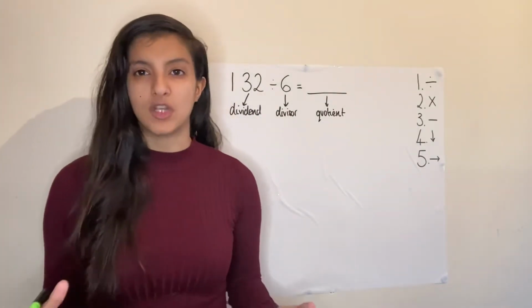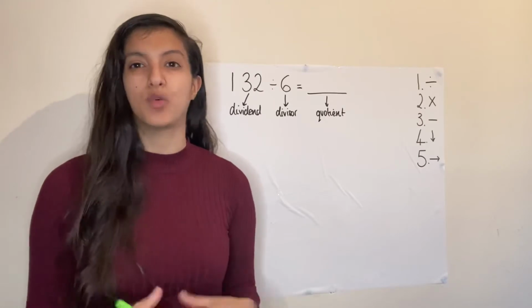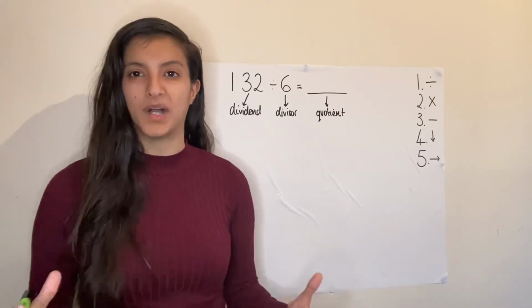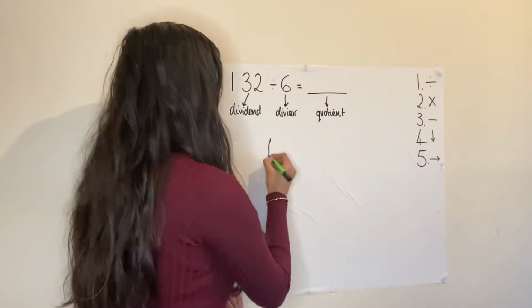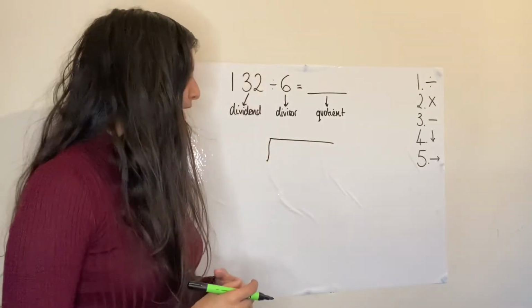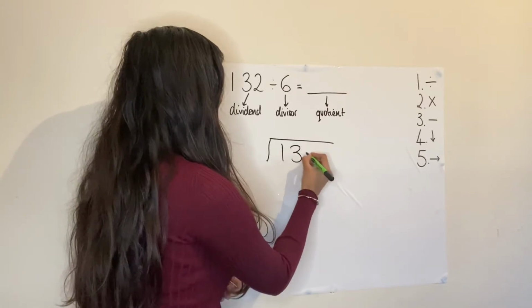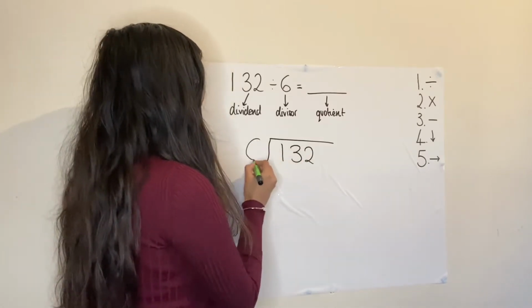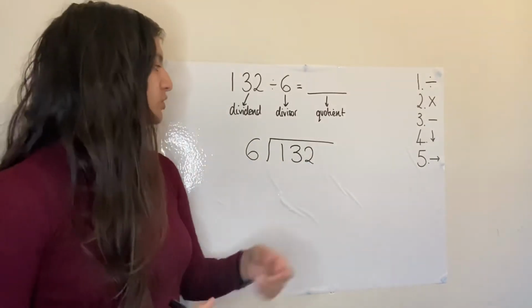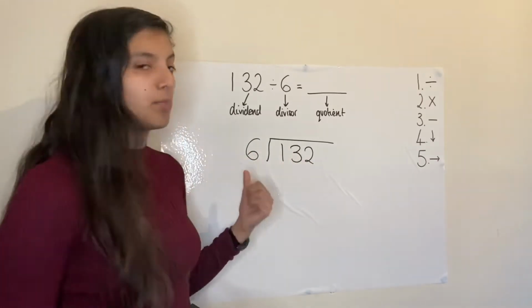Now, we're going to be using long division. So the first thing that we need to do is put our number into something that we call the bus stop. Okay, and it looks something like this. When we have a bus stop, our dividend will always go inside the bus stop, and our divisor will just go outside our bus stop. So we've got 132 divided by 6.